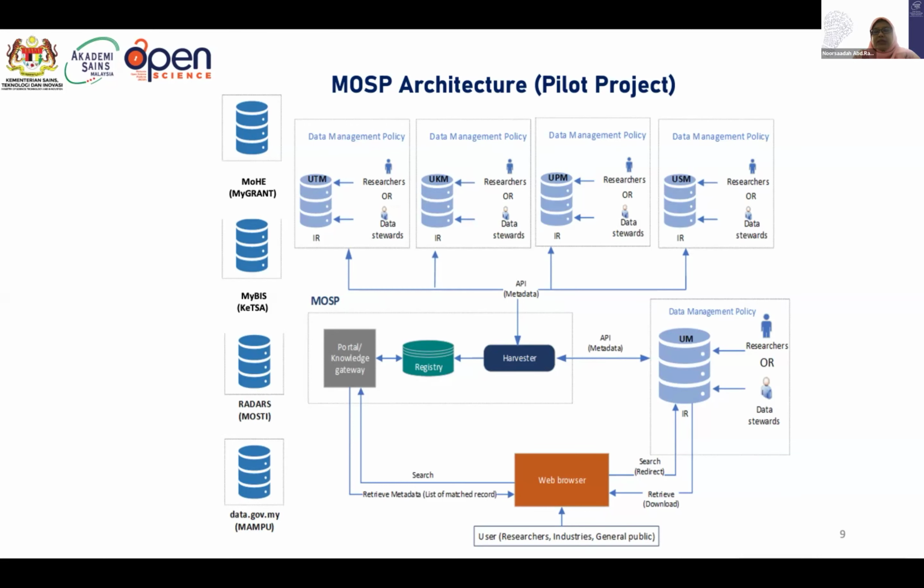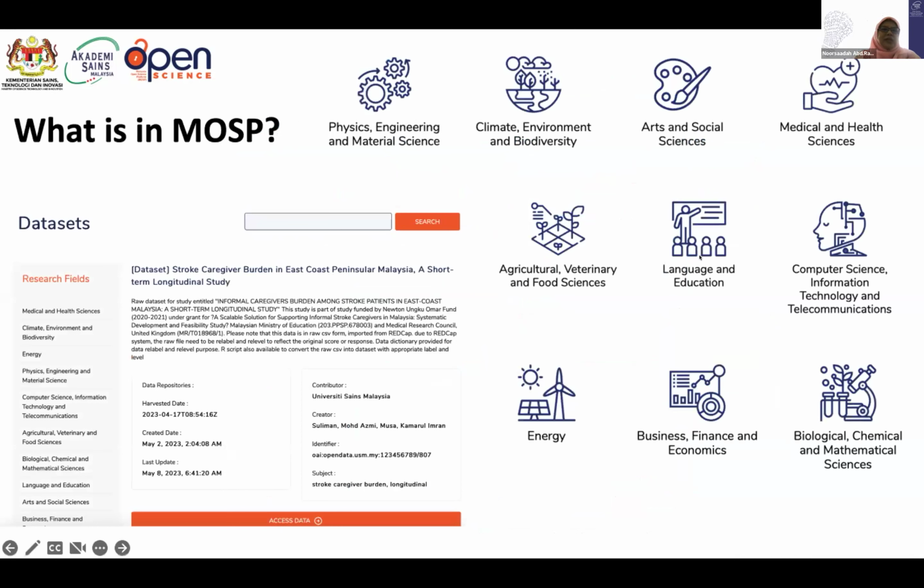Currently, as I mentioned earlier, we have 8 repositories. In this phase 2, we are adding about 5 more from other institutions as well as agencies such as the National Institute of Health, which already has a very nice repository but now needs to look into how to manage confidential data. So we are also embarking on guidelines for health data as well as a guideline for biodiversity data. So what do we see in MOSP?